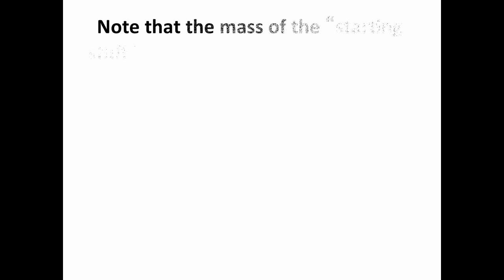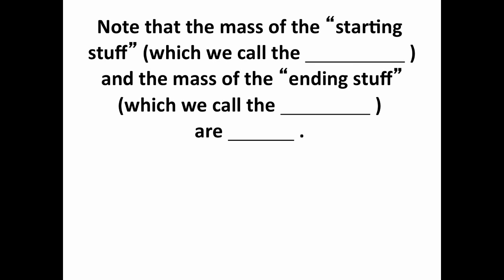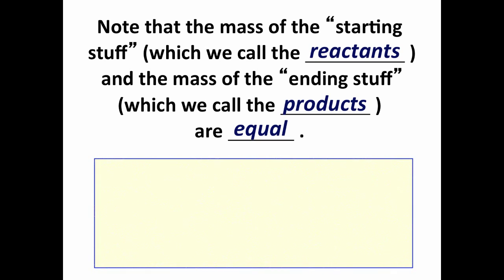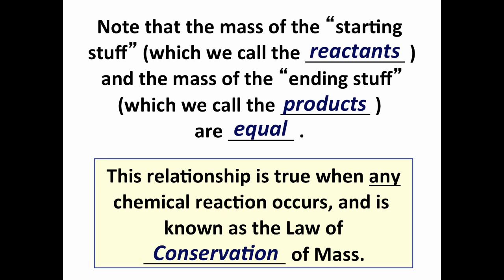And this is a fairly general situation. In fact, it's a completely general situation. The mass of the starting materials, the starting stuff, and our term for that is reactants, and the mass of the ending materials or ending stuff, which we call products, are equal to each other. And this is true in general. The relationship when the material we start with and we end up with have the same mass, that's going to always be true for a chemical reaction, and we call this the law of conservation of mass.